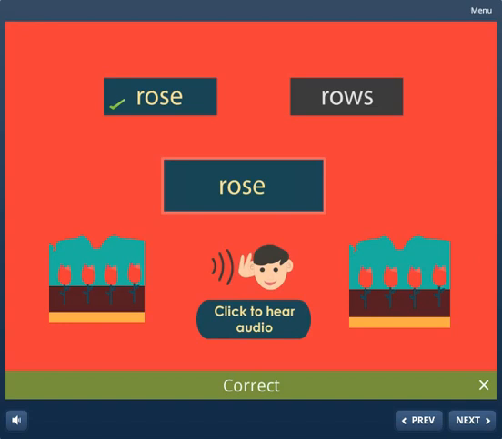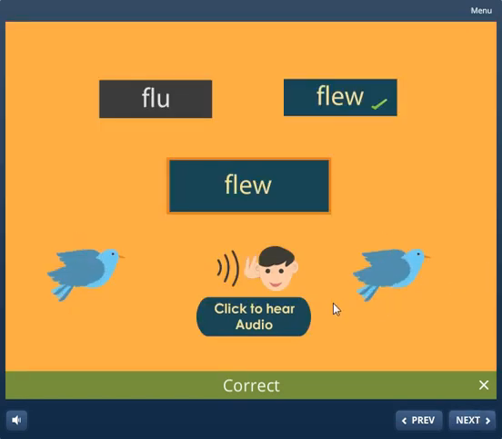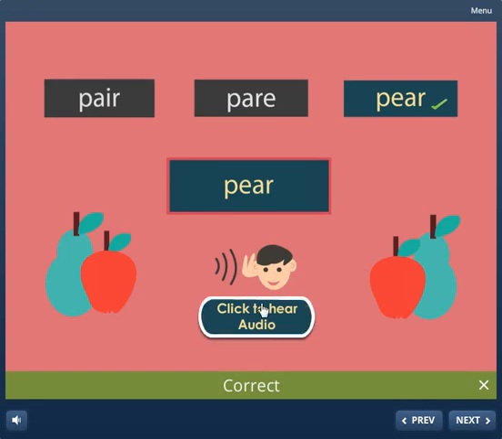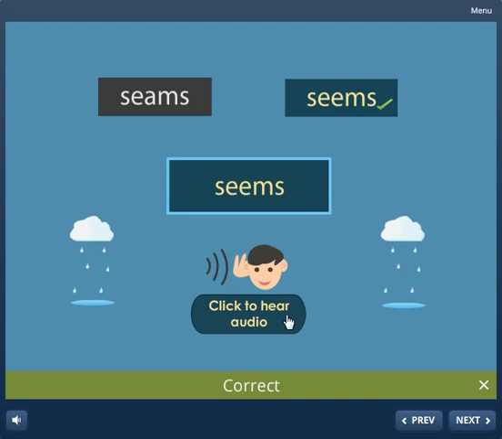I saw flowers in the rose garden. The birds flew in a beautiful formation. Their brother takes care of them. Could you please buy me an apple and a pear from the fruit shop? It seems as if it's about to rain.